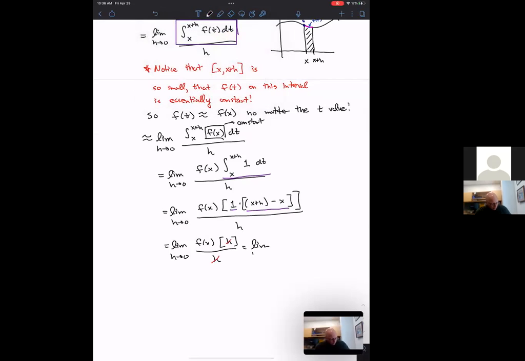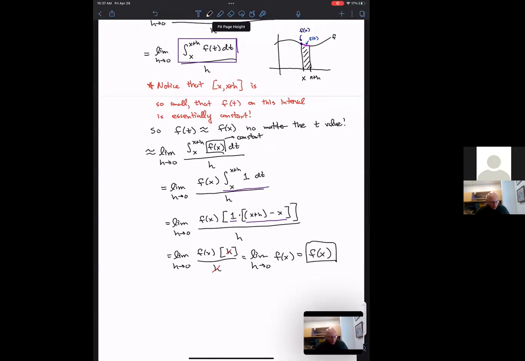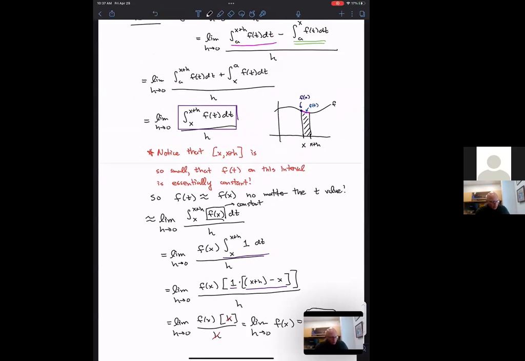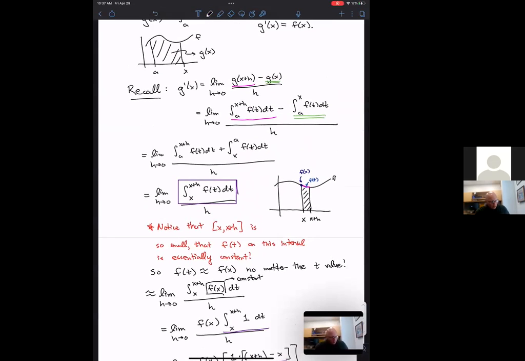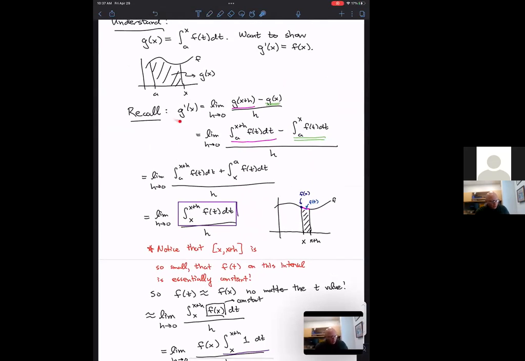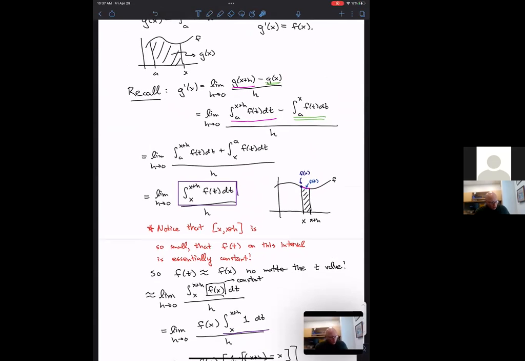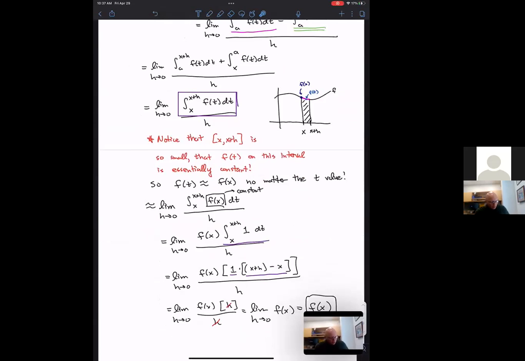This is the limit as h approaches 0 of f of x, which of course has no h's anymore to worry about. I can evaluate the limit by just getting rid of the limit. I'm left with f of x. And where did this start from? Remember, way back when, we started from what is the derivative of g. So we have successfully shown that the derivative of g is truly little f.